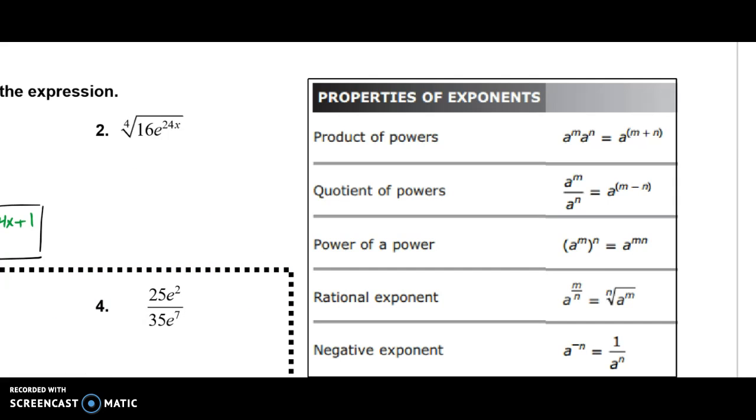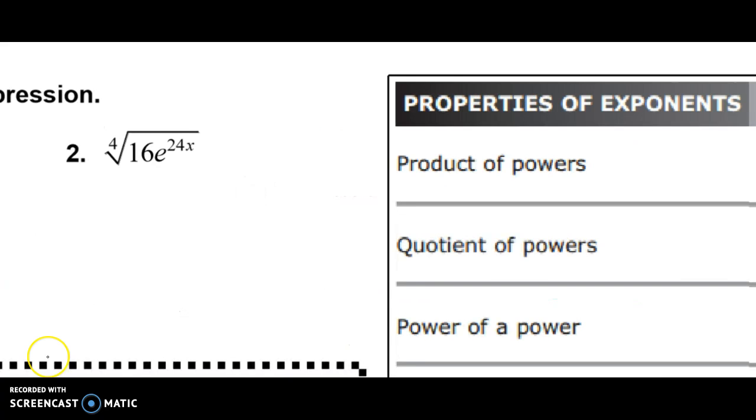For number 2, we can use rational exponents. Our first base is 16 and it has a power of 1, and we're going to put it over 4. Our next base is e. It has a power of 24x, and we're going to put that over 4. Now we're going to reduce. 16 to the 1/4 is the same thing as 2. And e to the 24x over 4, we can divide 24 by 4 and get 6x. So that's our final answer, 2 times e to the 6x.